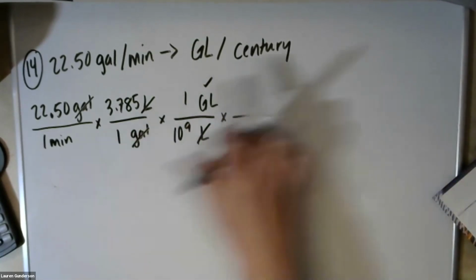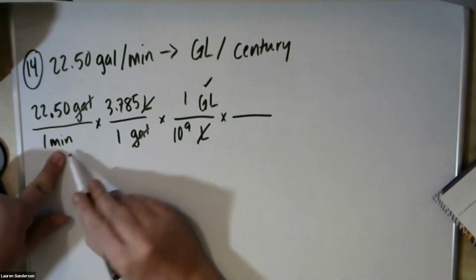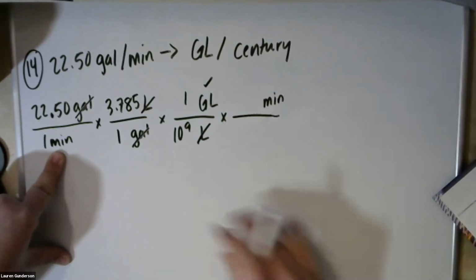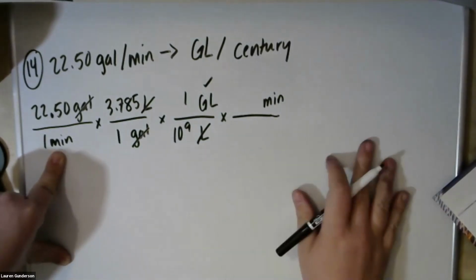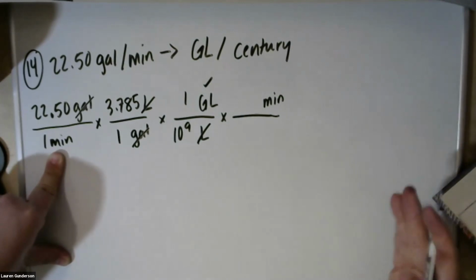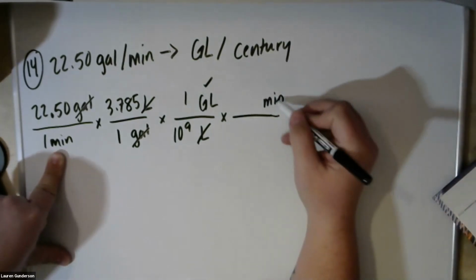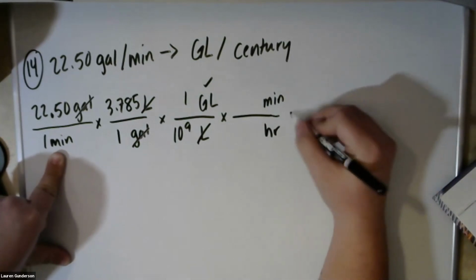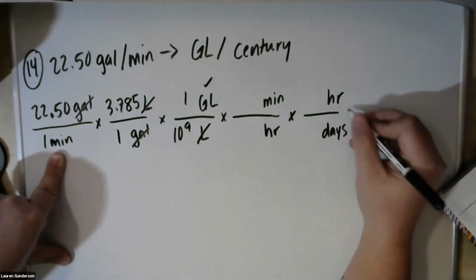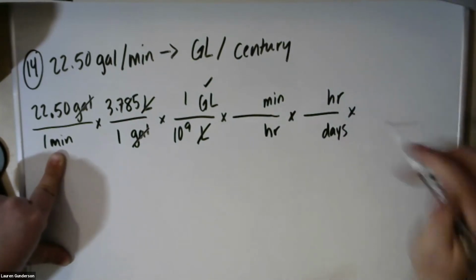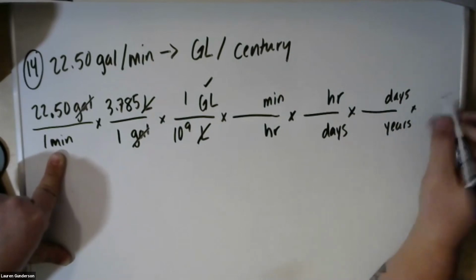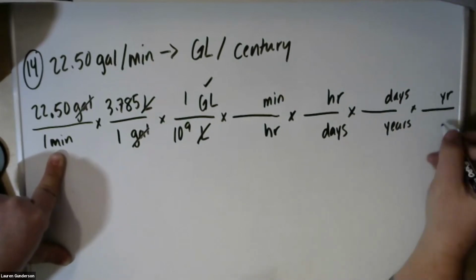Okay, so now I'm going to go from minutes into centuries. So minutes on the bottom of my given information means that it has to go on the top of my conversion factor. If you know the shorter version of these time conversions, you can use that. I'm going to go through it very step by step. So I'm going to go from minutes to hours. Then I'm going to go from hours to days. Days to years. And then years to centuries.